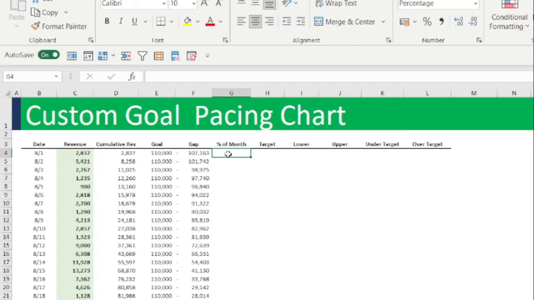So how do you get the percentage of the month? That one is basically looking at the day divided by the end of the month days. So if today is 22nd, then it is 22 days divided by 31, because August we have 31 days. But how do you come up with that as a formula in Excel?